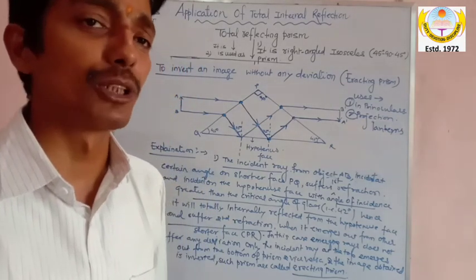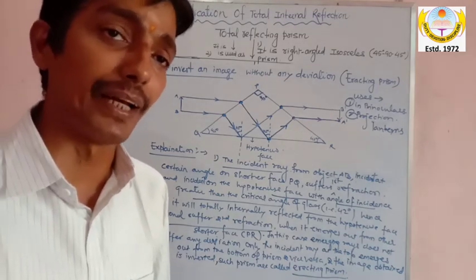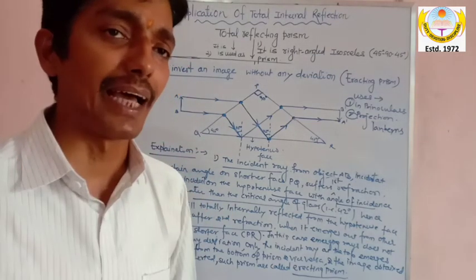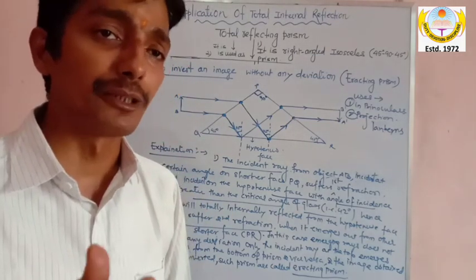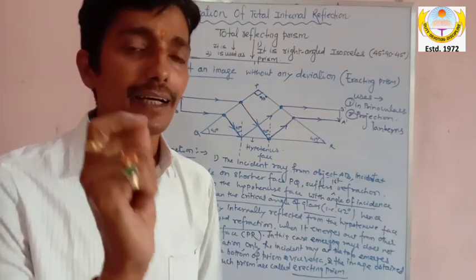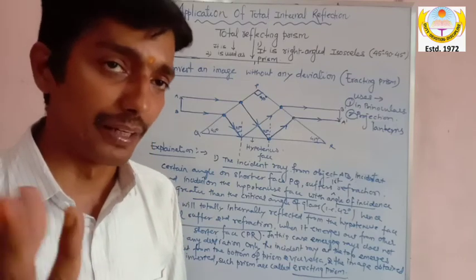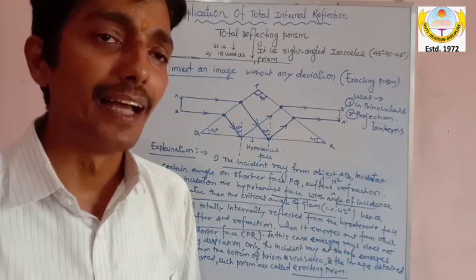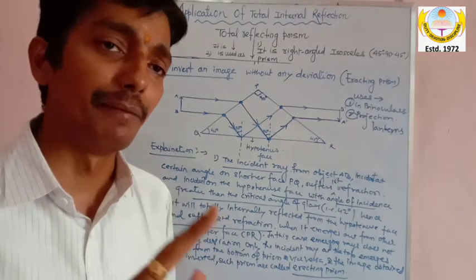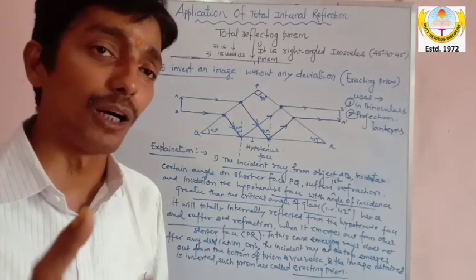Whereas the second one was called porro prism, where we obtain the inverted image by deviating the rays by 180 degree. Usko porro prism bolte hain. And the first one which I have done, where the image is deviated through 90 degree, is used in periscope. Please take care. The first case, where the prism is used to invert and to deviate an image by 90 degree, is used in periscope. And the second one, where the image gets inverted by deviation of 180 degree, is called porro prism.